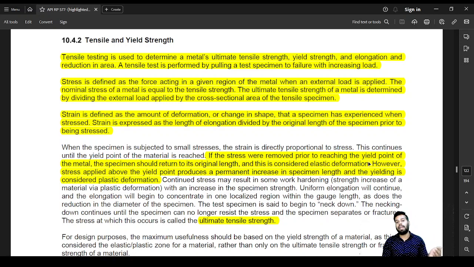Stress is defined as force acting per unit area. The nominal stress of the metal is equal to the tensile strength. The ultimate tensile strength of the material is determined by dividing the external load applied by the cross section of the tensile specimen. Strain is basically change in cross section. So strain is defined as the amount of deformation or change in shape that a specimen has experienced when stressed. Strain is expressed as length of elongation divided by the original length of the specimen prior to being stressed.